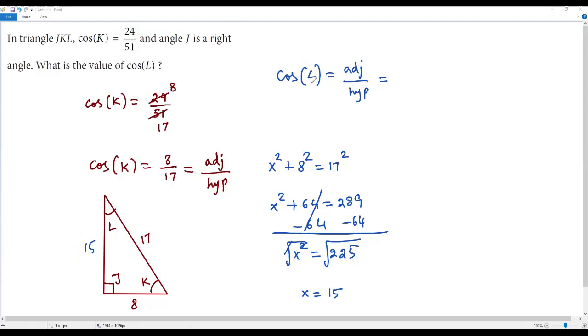Okay, now let's consider cosine L is equal to adjacent over hypotenuse. So here we have angle measure L. When I consider angle measure L, this is the opposite side, always this is the hypotenuse, and this is the adjacent side. So the length of the adjacent side is 15 and the length of the hypotenuse is 17. So therefore the value of cosine L is 15 over 17.